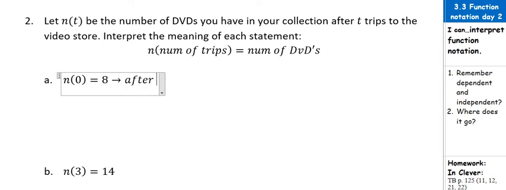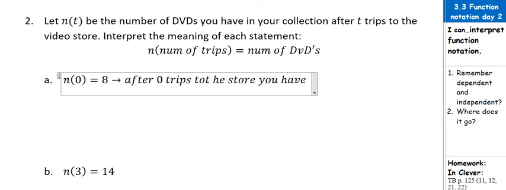After how many trips to the store? 0. 0 trips to the store, you have 8 DVDs. It's that simple. I'm just taking this and turning it into a sentence. This means 0 trips to the store. N is just a name. Ignore it. You have 8 DVDs.